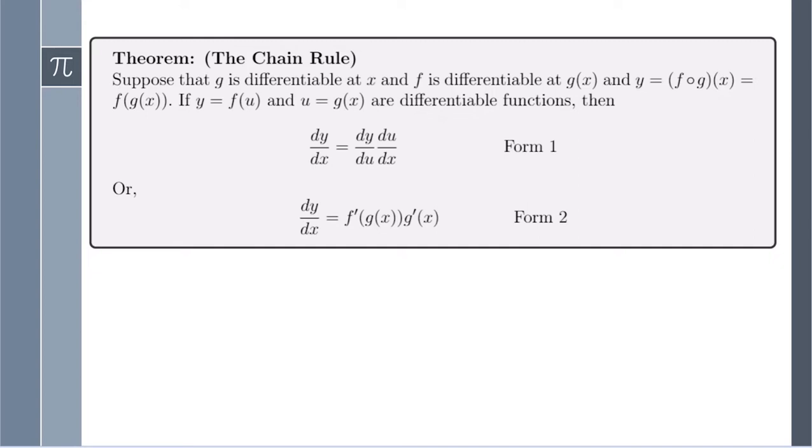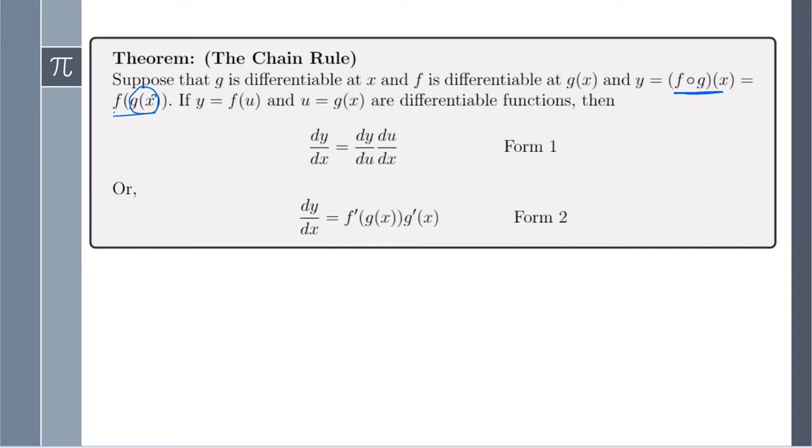So we use the chain rule to find the derivative of a composite function, or when we have a composition of functions. For example, if we have two functions f and g, and we have the composition of f and g, where g of x is the inside function and f is the outside function, then we can find the derivative of this composition in two different ways.